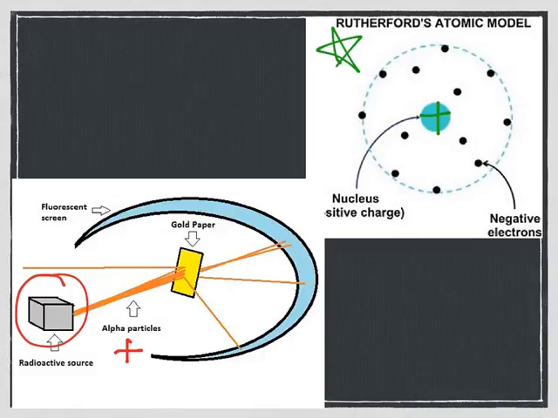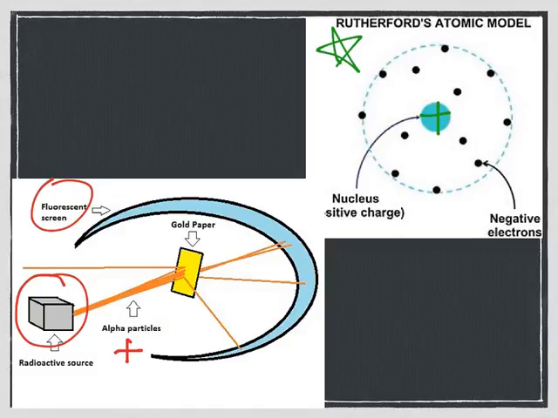And around the gold foil, where it says fluorescent screen, he set up this screen that would actually indicate when it was hit by charged particles. It would give off light. So he could tell where the alpha particles were hitting the paper after they went through the gold foil.